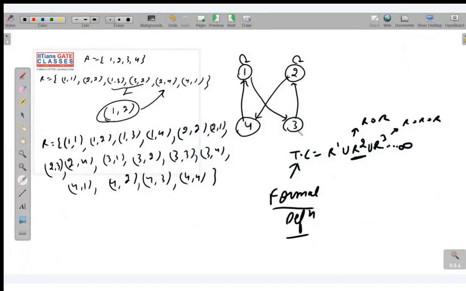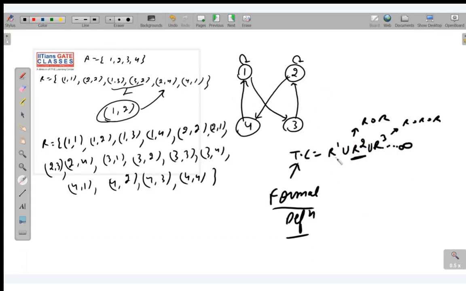Okay, so the formal or mathematical definition of transitive closure is R power 1 union R power 2 union R power 3 up to infinity. Now R power 2 is R o R, R power 3 is R o R o R, and so on. I told you while discussing composition of relation, I drew this diagram and told you how to find R3, R4. R3 means 3 length path, R2 means 2 length path, R1 means 1 length path, and so on.